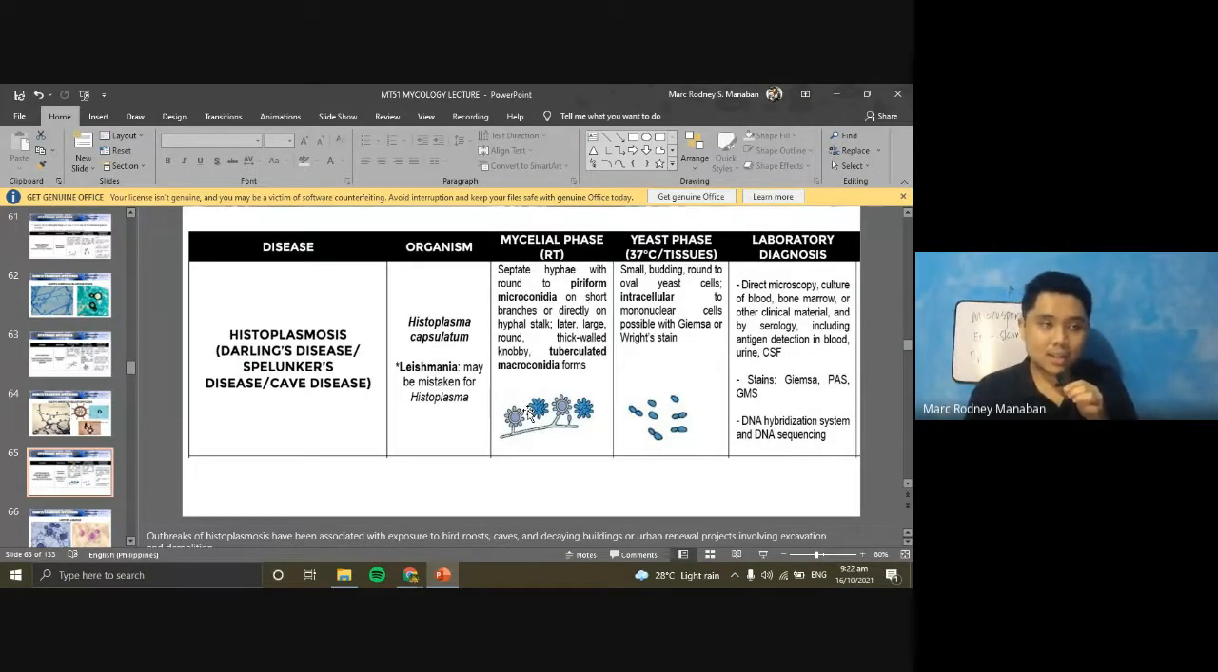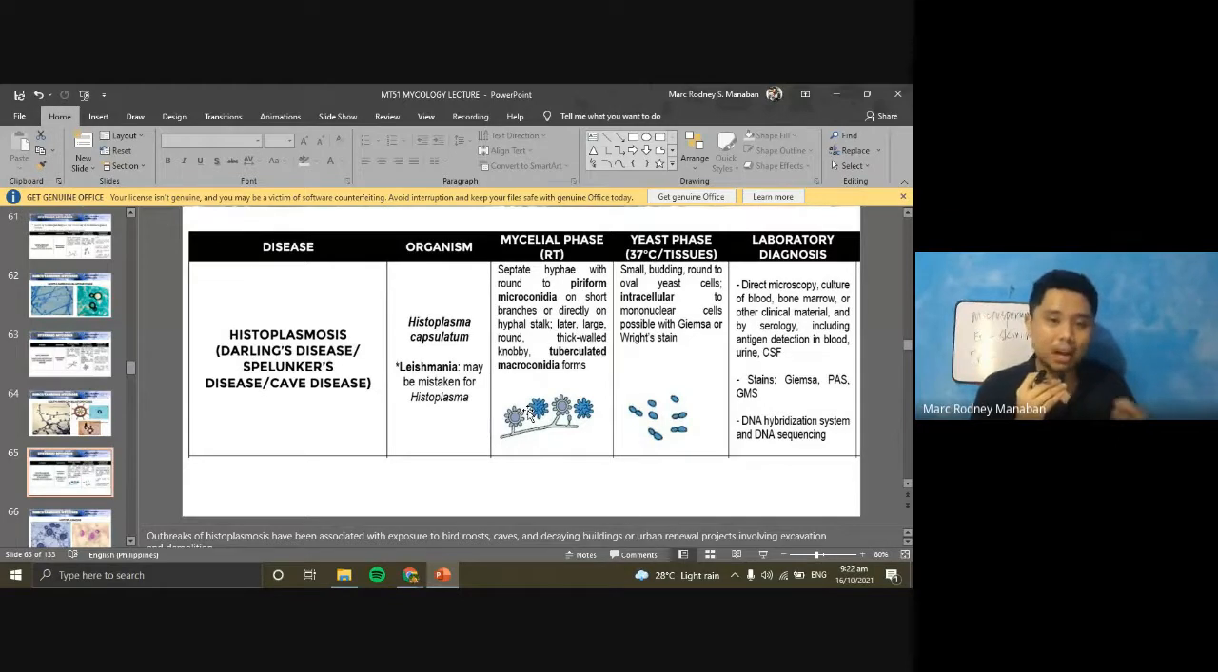That's why we can use the stain Giemsa or Wright stain. Now for lab diagnosis, direct microscopy, serology also, antigen testing, and also DNA molecular techniques. Alright. Now usually it is common in soils that have been enriched by bird or bat droppings.